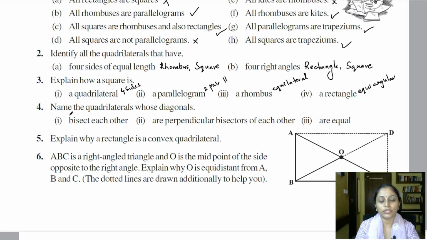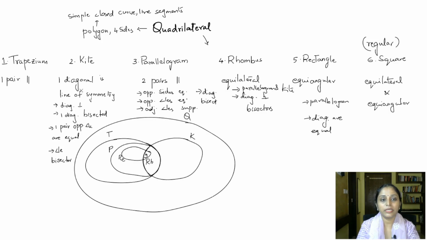Next, coming to the fourth question, name the quadrilaterals whose diagonals bisect each other. Now this is about the properties of the different quadrilaterals that we have studied. Now, in which quadrilateral do the diagonals bisect each other? Let us see. Here we have seen that in the case of parallelogram, the diagonals bisect each other. In the case of rhombus, rectangle, and square also, the diagonals bisect each other, because it's a property. If it holds true for parallelogram, naturally it's going to hold true for all the subsets. And rhombus, rectangle and square are subsets of the set of parallelograms. So the answer is all the four.